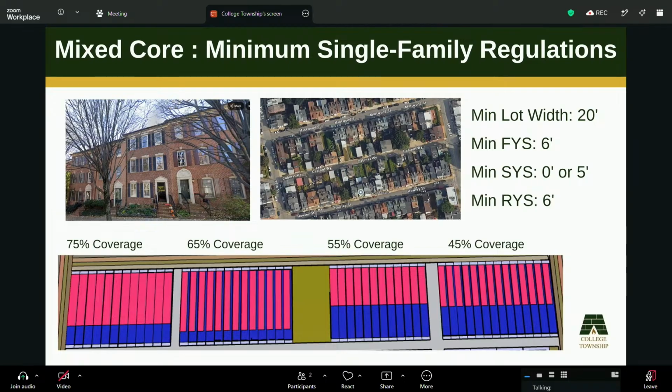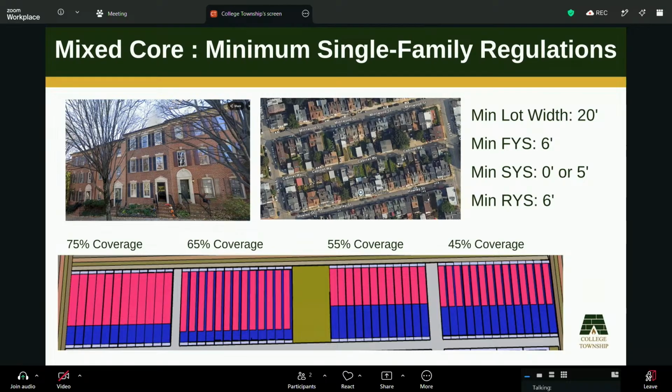The front yard setback is 6 feet, minimum side yard setbacks of 0 or 5, and minimum rear yard setback of 6 feet. For the side yard setbacks of 0 and 5, you can only have a 0 setback if you are the property owner of the adjoining property. If you are not, you have to have a minimum 5 foot setback on both of those properties, to ensure that there's proper fire access and access in between those buildings.